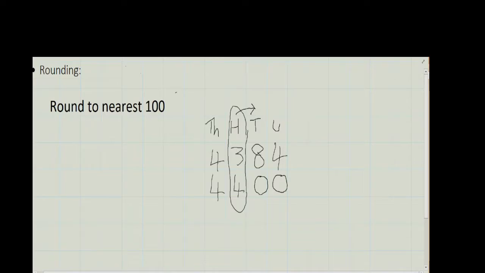So I say copy and place. We copied the 4, and then we placed 2 zeros. And we round it, and it is actually 4,400. Here is where you need to use what Mr. Blom was talking about before. You need to check your answer.